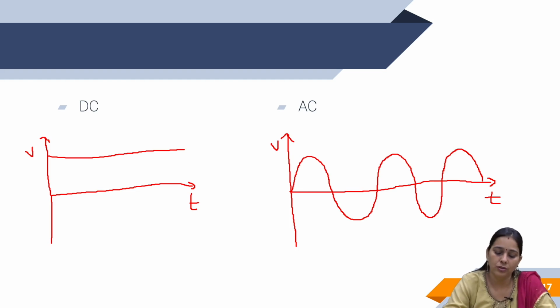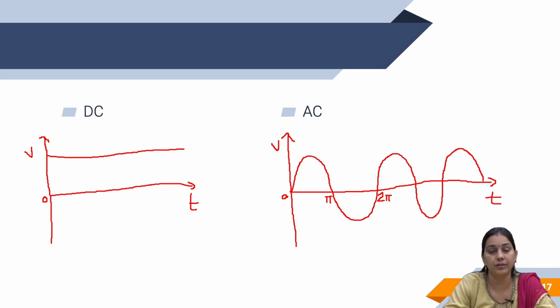So let's draw these waveforms, how we can represent the AC and DC. In the DC format, when you have the time across the x-axis, and the voltage or the current across the y-axis, you can see in the waveform that for a direct current, a constant value is shown for the voltage or the current.